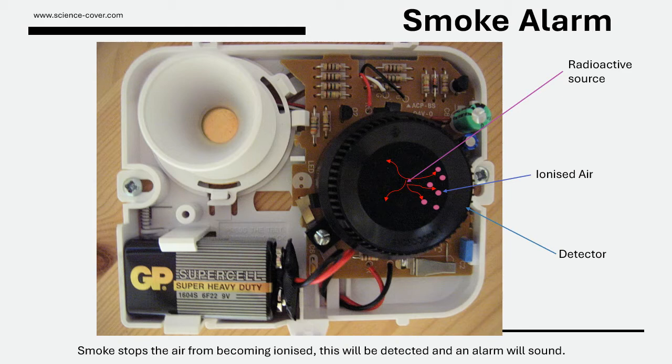However, if smoke enters the alarm, then the alpha particles can't reach the air. So the air doesn't become ionized, it just stays as regular air, and then the detector, because it doesn't detect any ionized air, will now sound an alarm. So the smoke stops the air from becoming ionized, and this is detected by the detector, which then triggers the alarm.